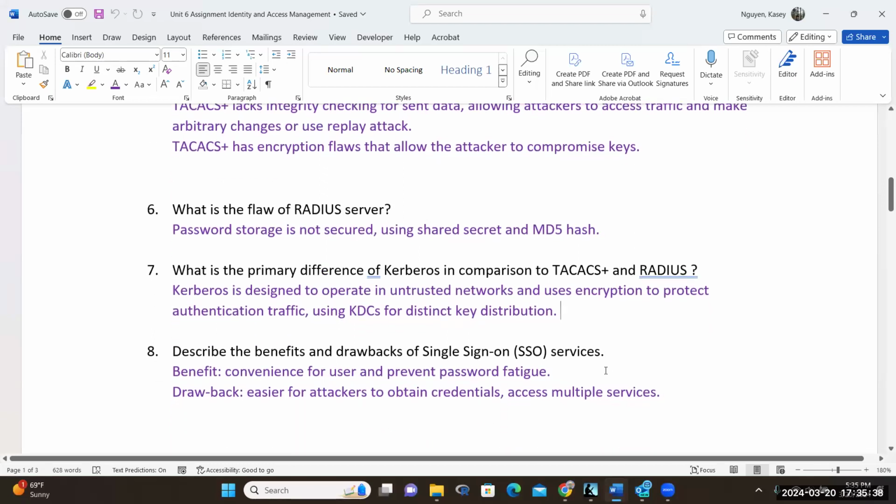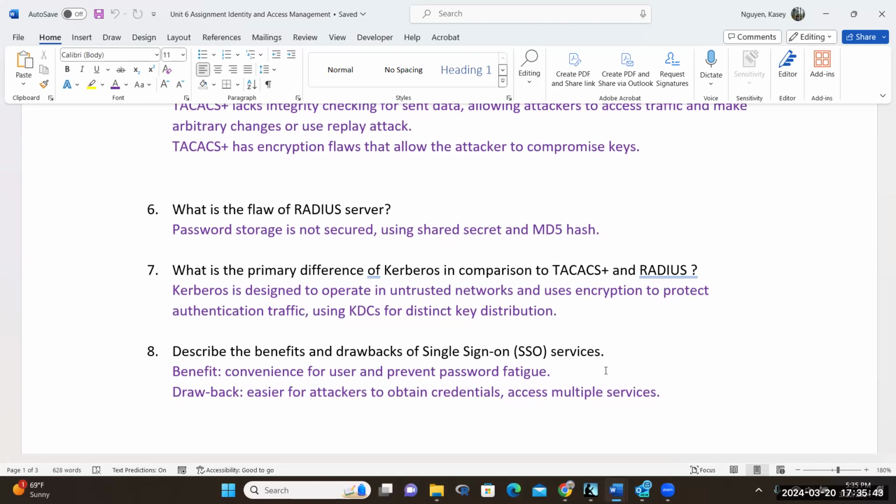So many organizations would then implement single sign-on, and we have that here. You can sign into your Outlook, and then it would use that token to be able to allow you to access other applications like Canvas or OneDrive. So the benefit of that is it's very convenient for the user. They don't have to remember many different passwords or retype the password. It saves a lot of time for many people.